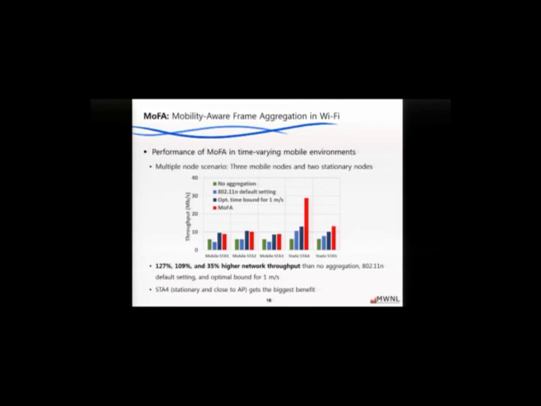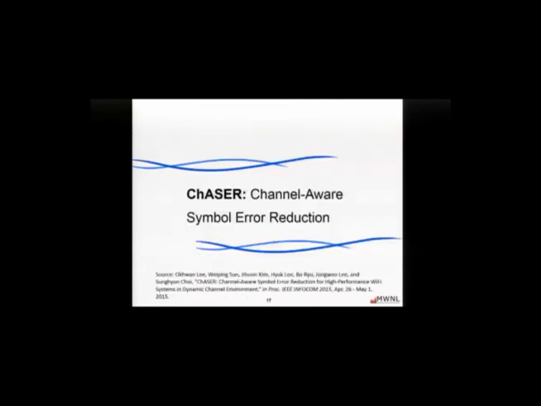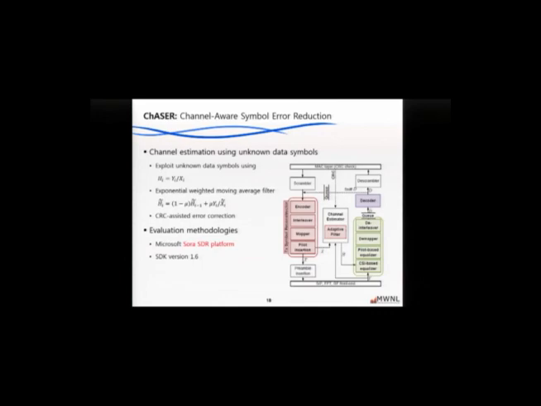So what MoFA achieves is the best of these two. MoFA aggregates a lot, around 40 frames, when it is stationary, and aggregates a small number of frames while the mobile is moving, and so on. By doing so, throughput can be quite high, irrespective of the mobility. And if you take a look at the CDF, the curve is the outermost of all of these two.